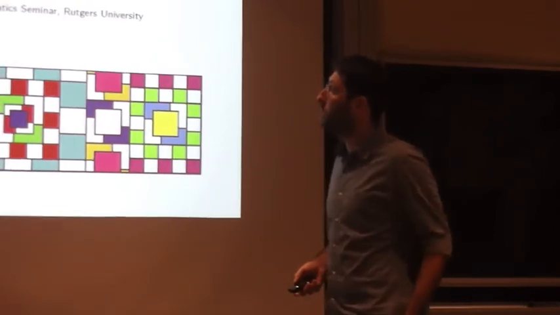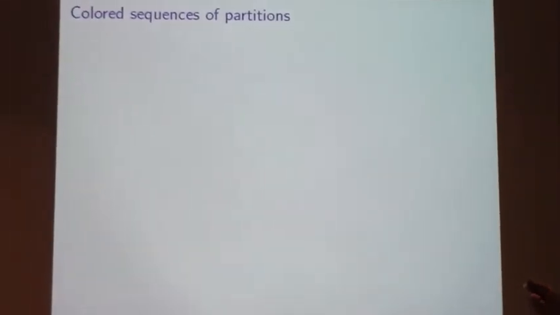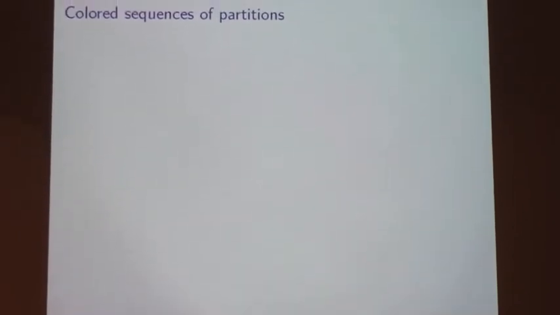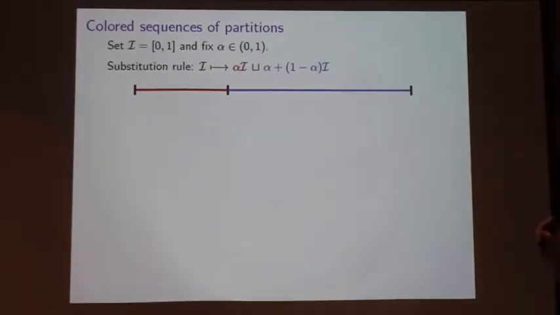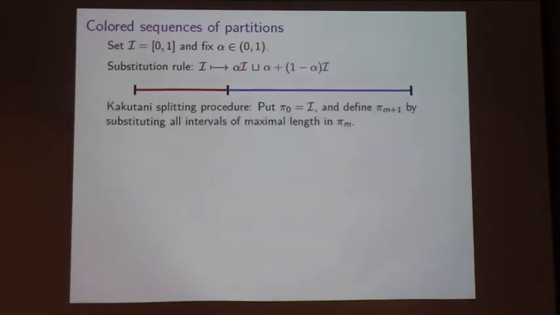basic object that we look at. So these are colored sequences of partitions. So what do I mean by this? Let's set, for example, I to be the unit interval in R, and we fix a parameter alpha between 0 and 1, and a substitution rule which takes the unit interval I and replaces it with two rescaled colored copies of I. Okay, so one of them, as you see, is alpha I to the left, and 1 minus alpha I, the blue one, to the right. And here in this picture, alpha is 1/3.